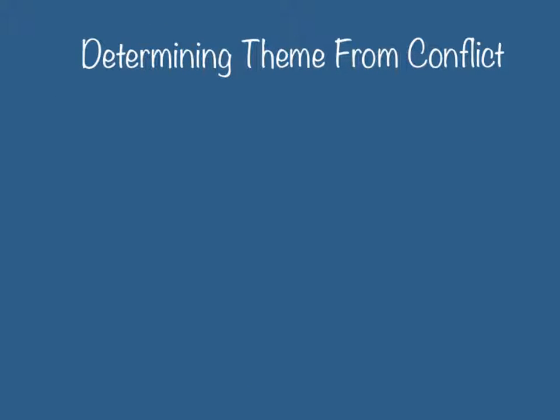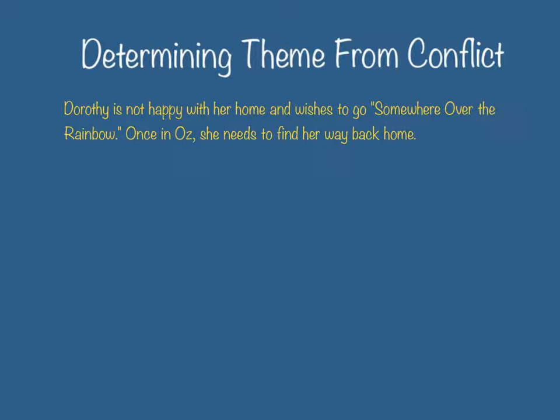All right, lastly, we're going to determine theme from conflict. I think that this is the easiest way to determine theme because every conflict in the book is going to reveal some sort of lesson that the characters have learned as a result of that conflict. I'm going to use an example from The Wizard of Oz again. If you think about the overarching conflict here, it is that Dorothy's not happy with her home situation.